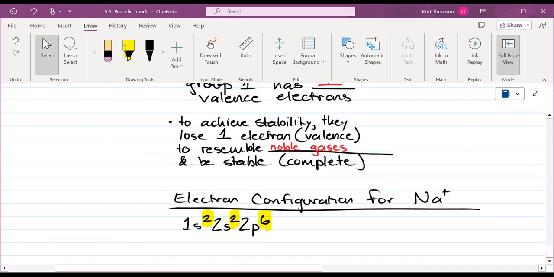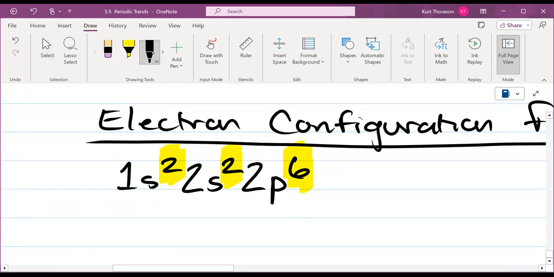Now, listen carefully. I'm really hoping that at least internally you're having these moments. What is the highest energy level for the sodium ion, guys? 2. How many total valence electrons does it have? Is it stable? Yes, it is stable.